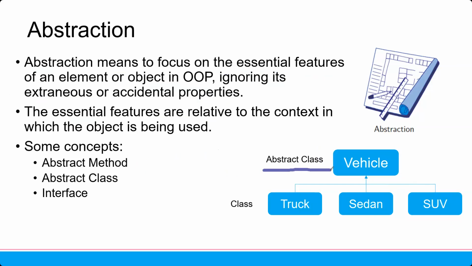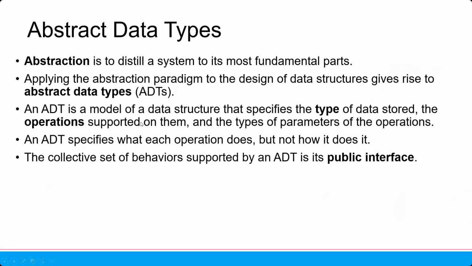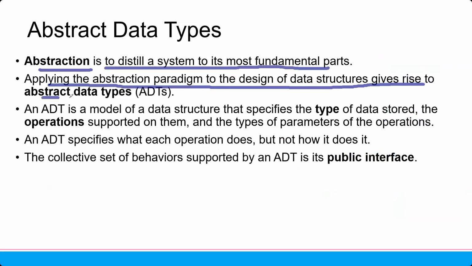And for this abstract class, there will be abstract methods. So every class may have the properties from the abstract class. The abstract class will have abstract methods, and sometimes we can say it as an interface. We call this an abstract data type. So abstraction is to distill a system to its most fundamental parts. Applying the abstraction paradigm to the design of data structures gives rise to abstract data types, or we call it ADT. So we will learn a lot of ADT in this lecture.